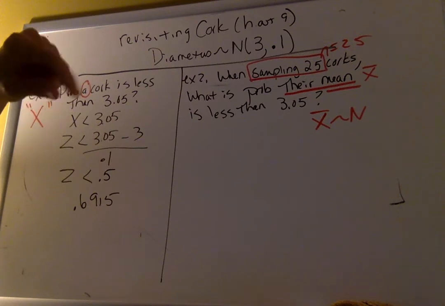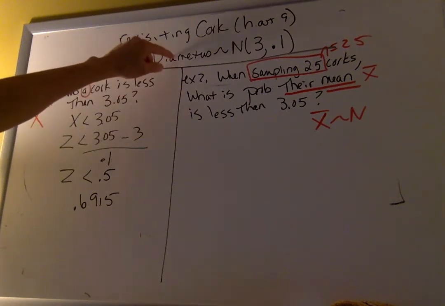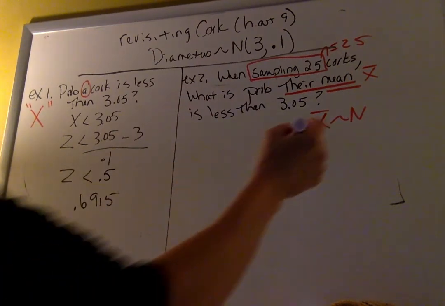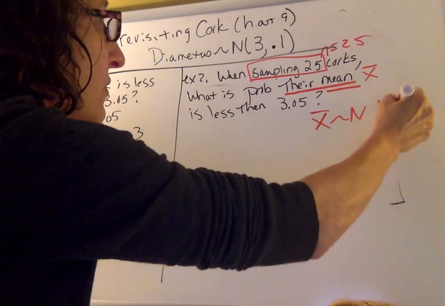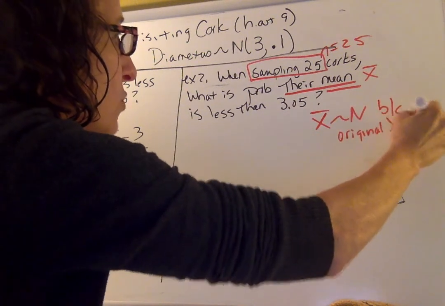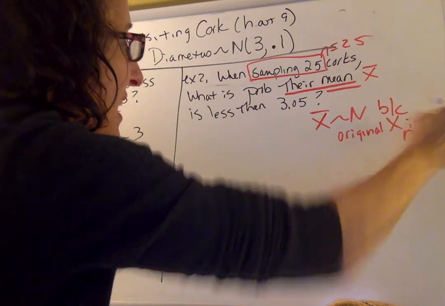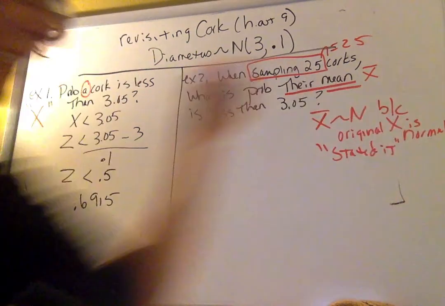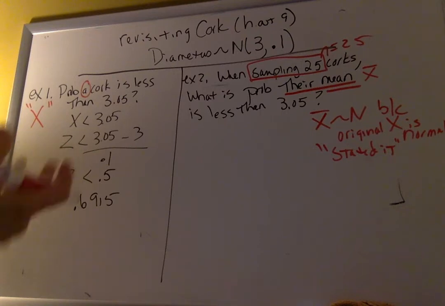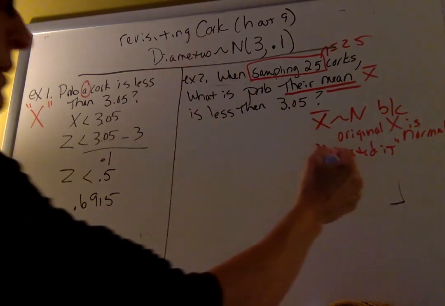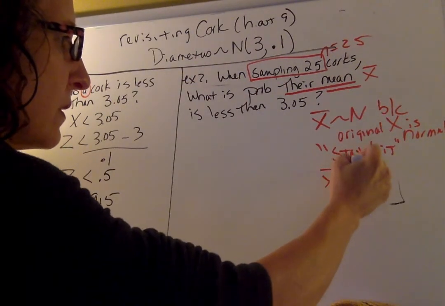Remember, the first way to know is if the original is normal, then the x bars is normal. So, because original x is normal, or there is a shorter way to say it: it stated normality. If I'm asking you on a test, you can say it stated normality, or it said x was normal, something like that. All right, I'm still doing some scratch work here.